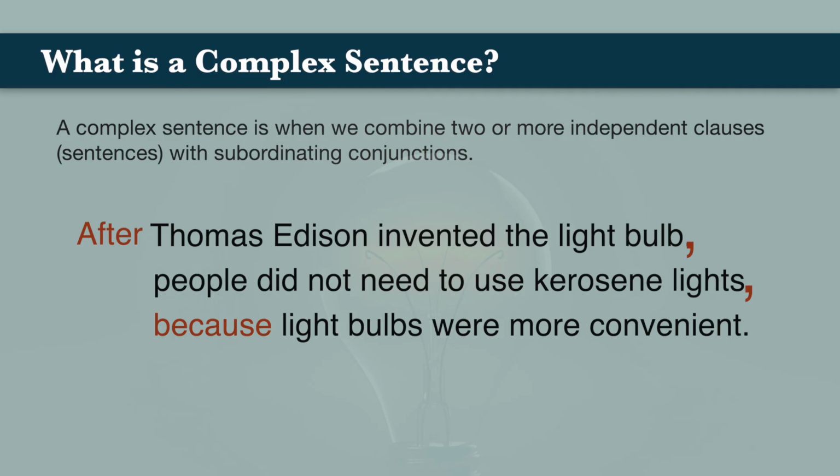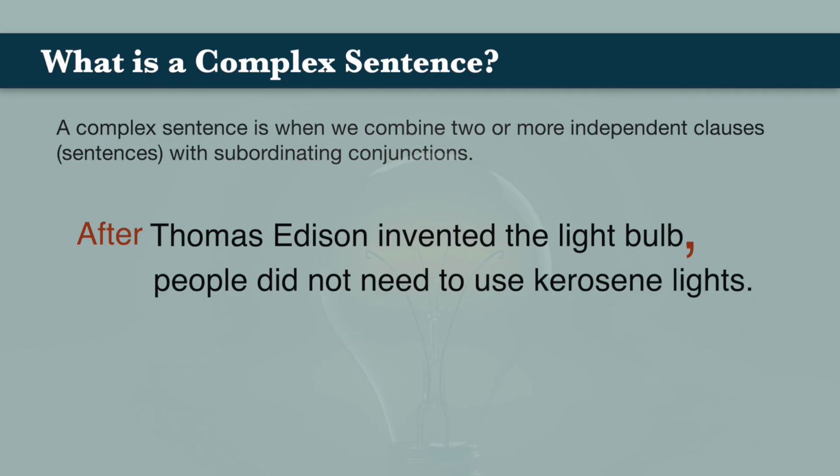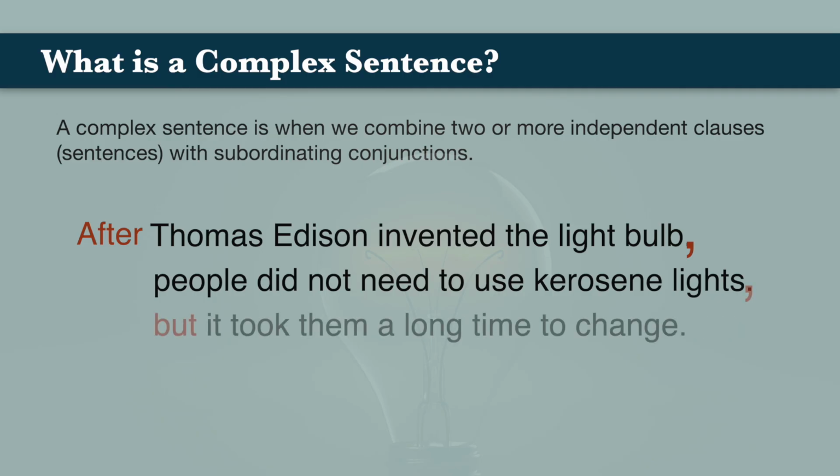Now we can also combine a compound sentence with a complex sentence. Let's take the same example we just used. After Thomas Edison invented the light bulb, people did not need to use kerosene lights, but it took them a long time to change. Here's our dependent clause, and here's our compound sentence. Let's look now at three more examples, and let's use the subordinating conjunctions because, after, when, and although.